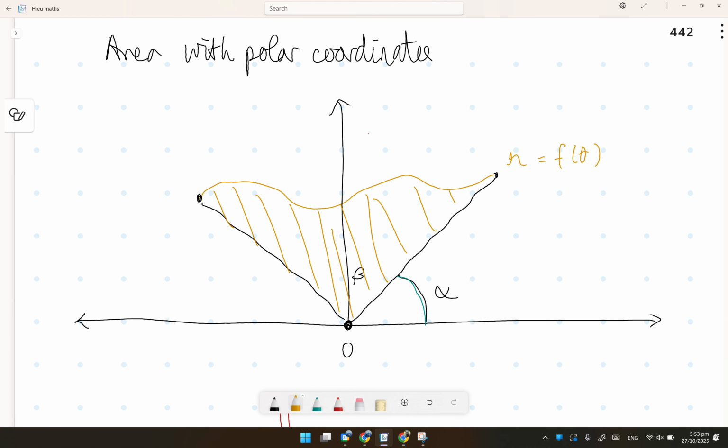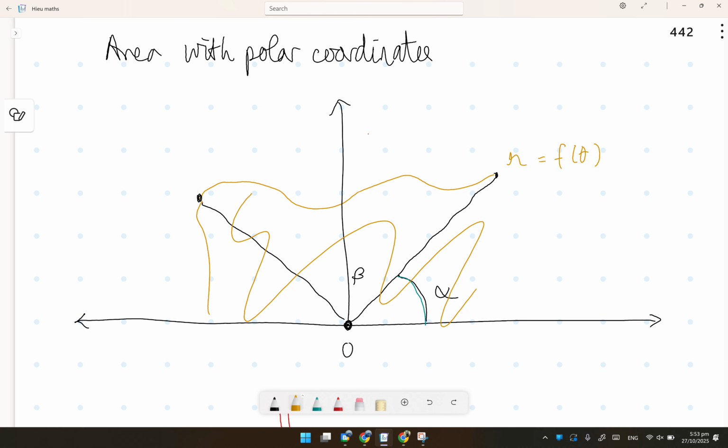What I was thinking at the start was you might get something like this, where it's the area underneath. But no, it's not. When you do it with polar coordinates, you make basically a cone and you get the area in that cone, which is really interesting.